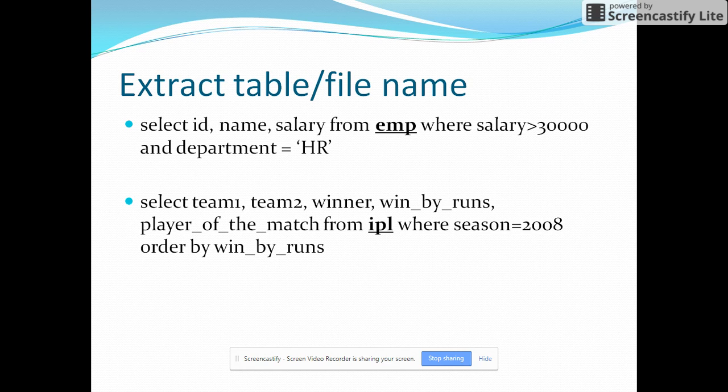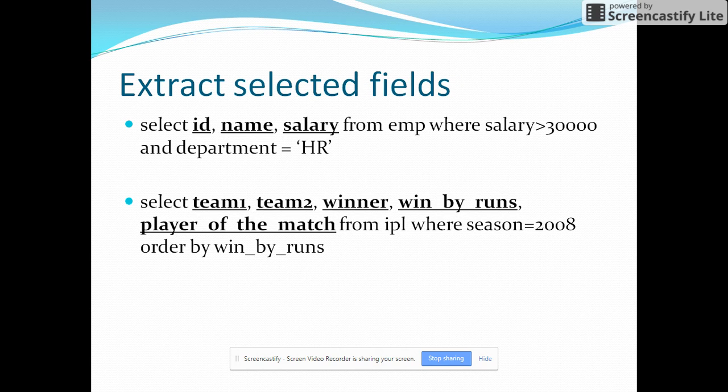Now, what do we have to extract in general? I want to extract the table names or file names. In the first example it is EMP and in the second example it is IPL. Then I want to extract what fields are required. In the first example: id, name, salary. In the second example there are different fields: team1, team2, winner, win by runs, player of the match.